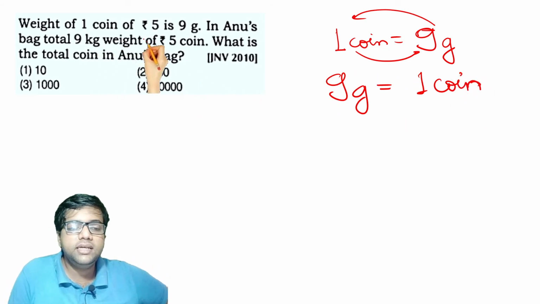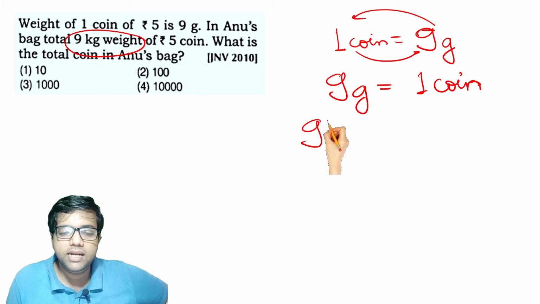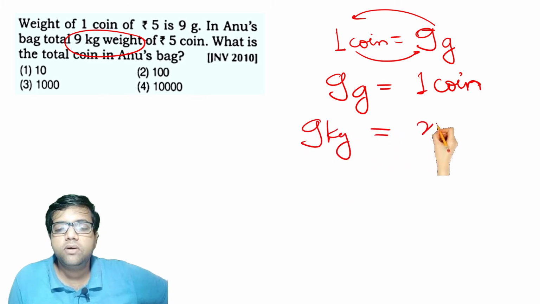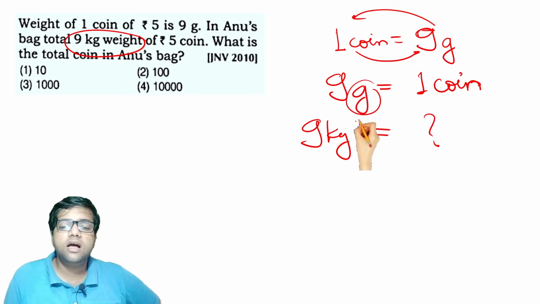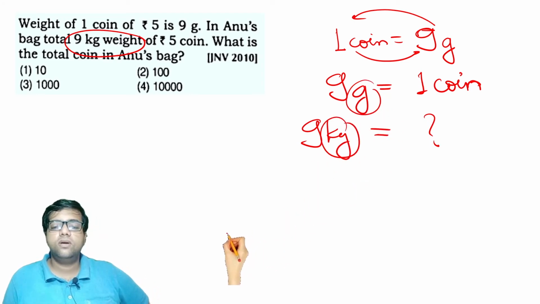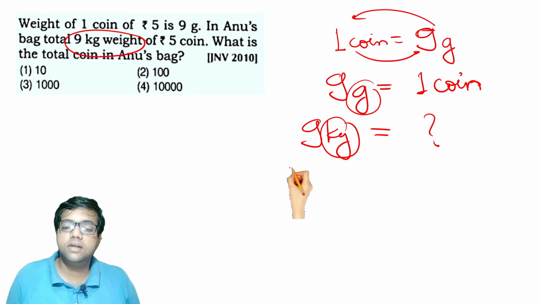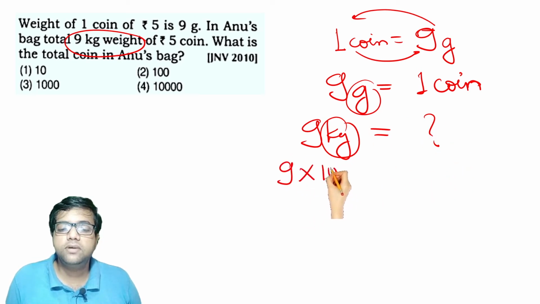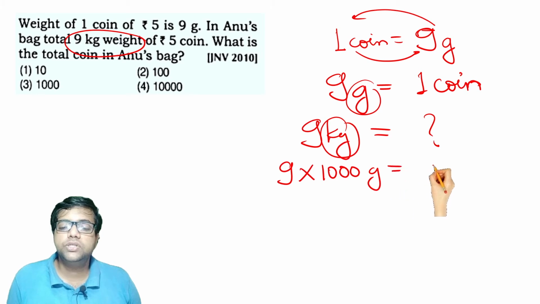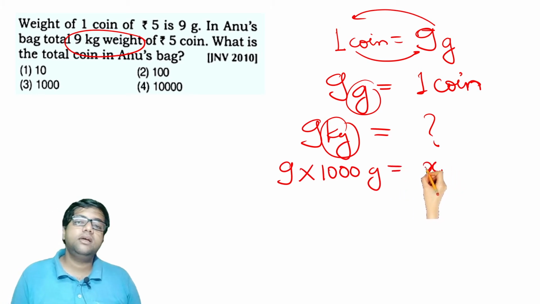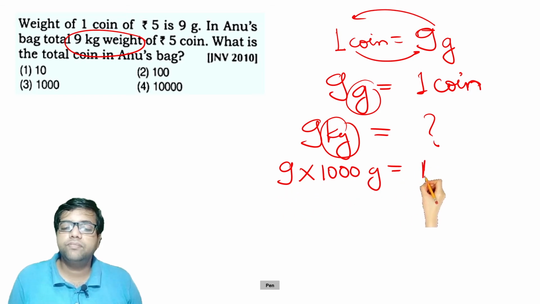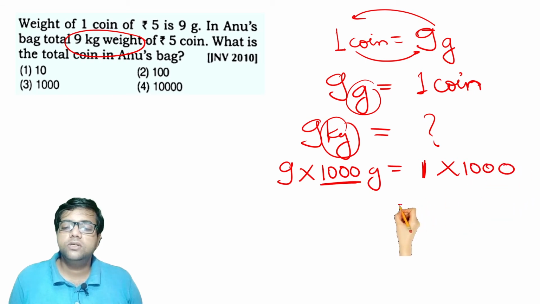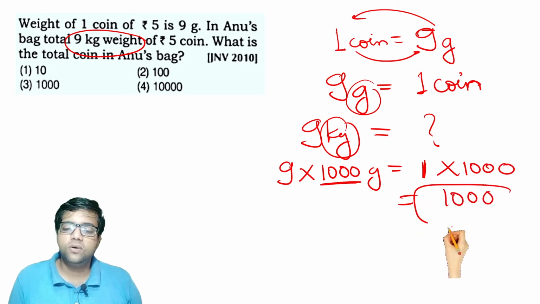So there is 9 kg weight in her bag. How many coins are there? We don't know. But here there is a gram unit and here a kilogram unit, so you need to convert it into grams first. 9 kg will be equal to 9 into 1000 grams. Now 9 grams means 1 coin, right? 1000 is there, multiply by 1000 here also. So you will get 1000 coins.